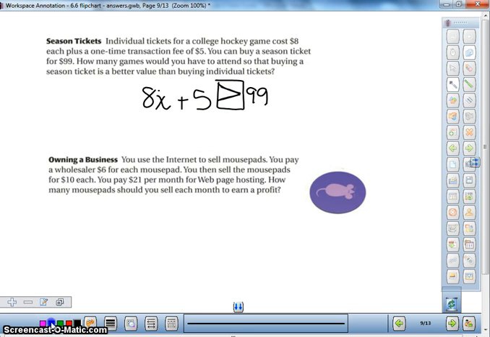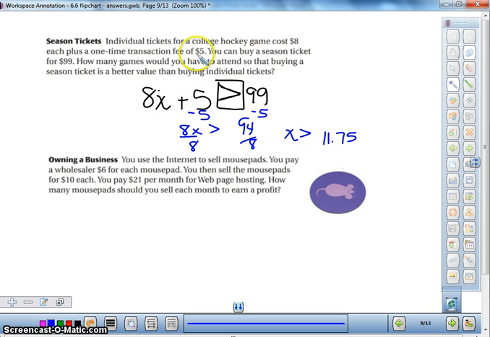As we look at solving this, we are going to subtract 5 from both sides. So our 8x is greater than, in this case, 94. We divide both sides by 8. You may want to pull out your calculator as you're looking at this, so that we need to attend 94 divided by 8 comes out to be 11.75. So can we attend 11 games and have it be a better deal? It's still better to buy the individual tickets.